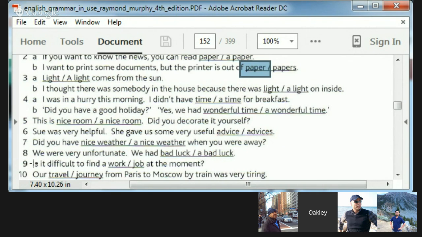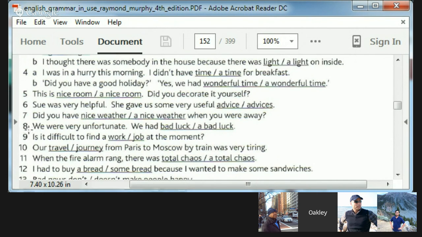Okay, Philip, number 5. This is a nice room. Did you decorate it yourself? Okay, obviously, you're talking about a room, like a bedroom, a kitchen, a bathroom.